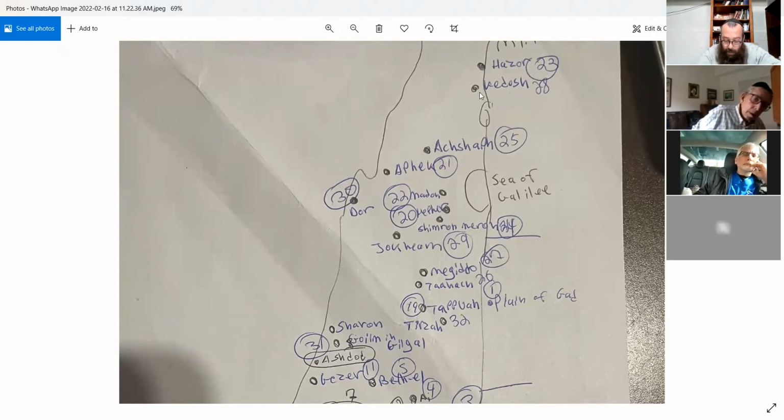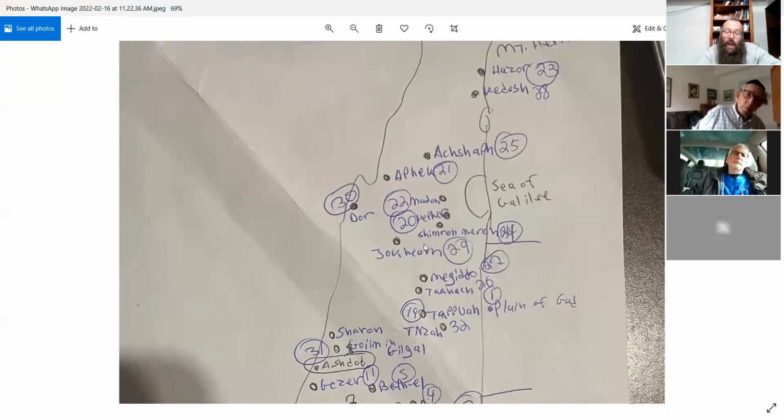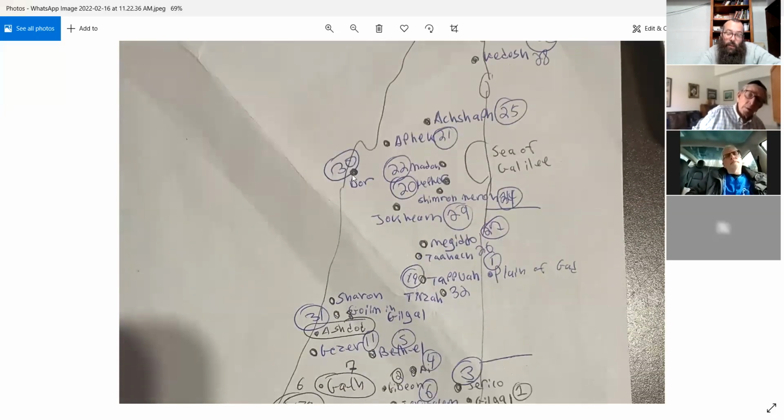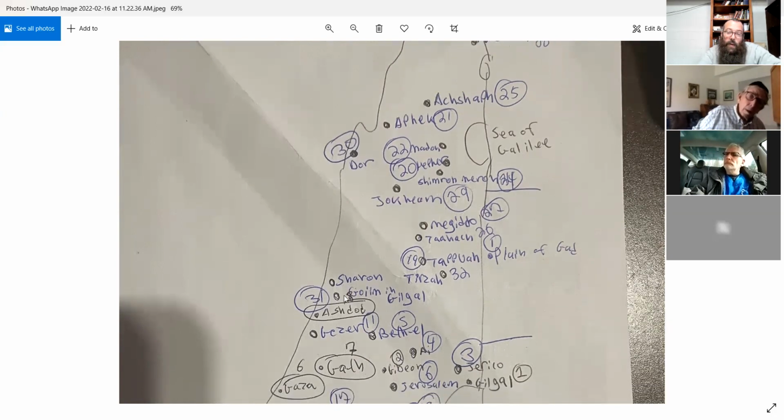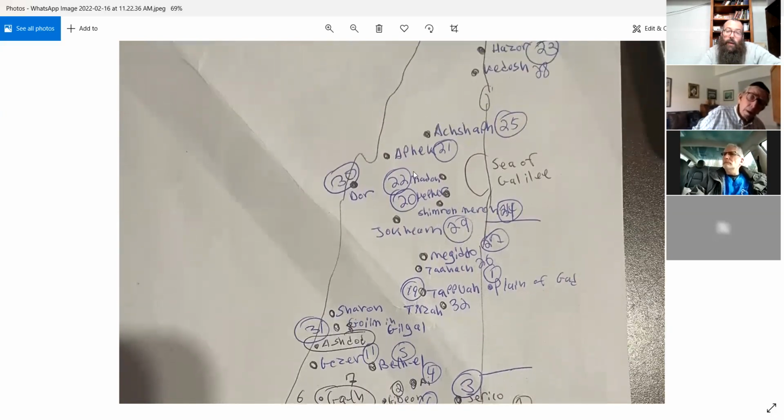Melech Yoknam, in the Carmel region, that would be back down over here, Yoknam. Melech Dor, the next one is Dor, the city of Dor in the county of Dor. That would be number 30. Where is number 30 here? Right over here to the left, right next to the Mediterranean Sea. Melech Goyim the Gilgal, the next one, number 31, right here, Goyim in Gilgal. And finally, Melech Tirza, the king of Tirza, which is 32 on our map here.